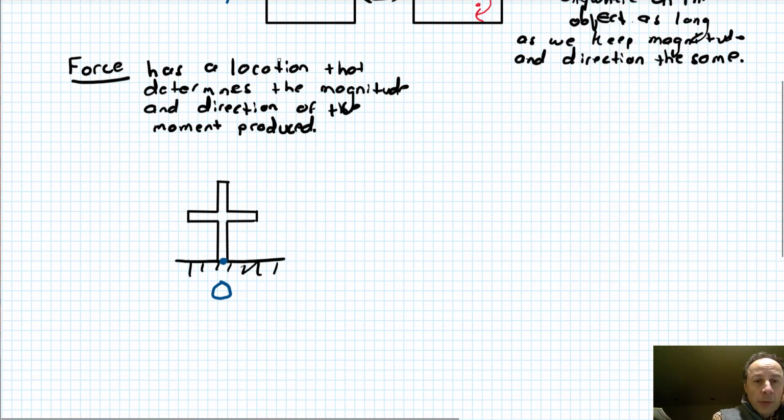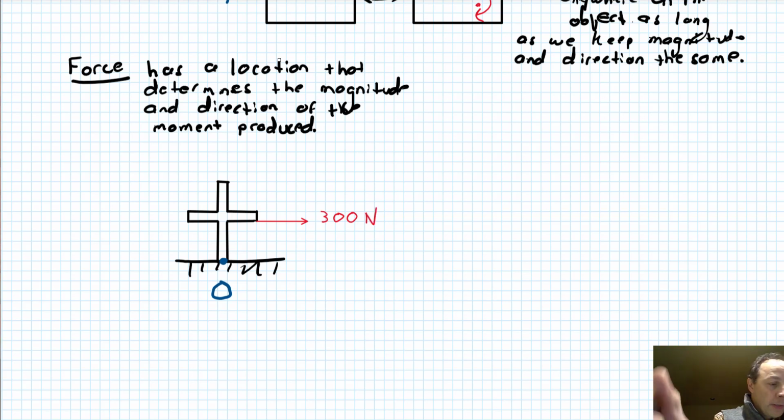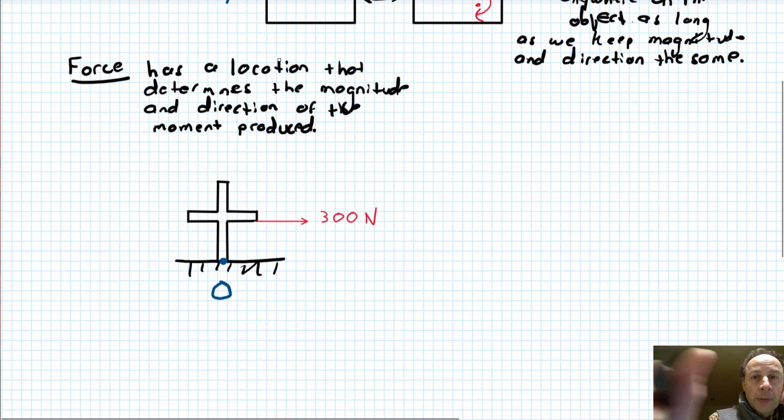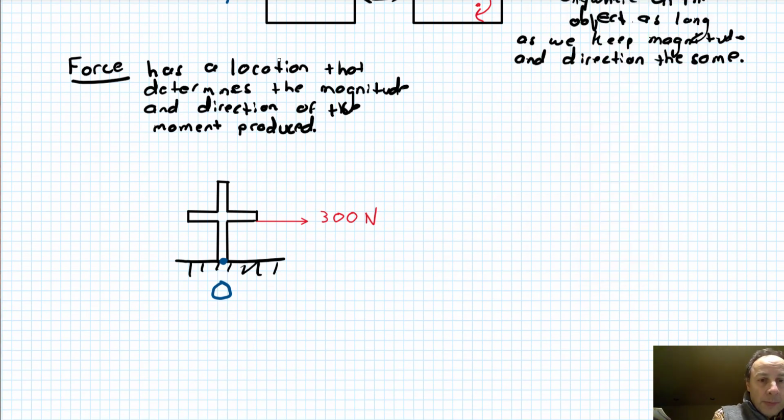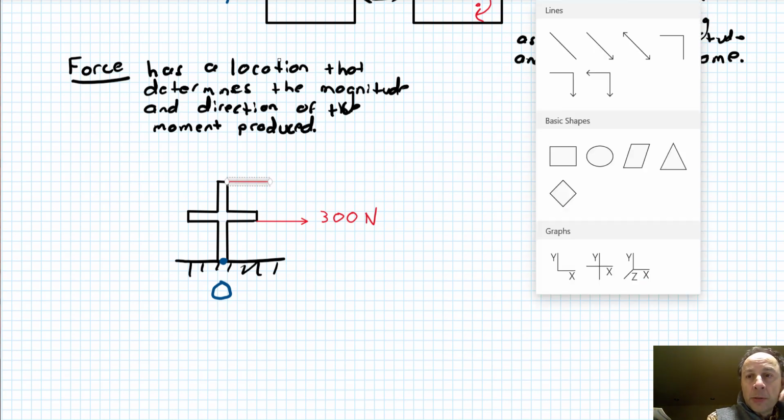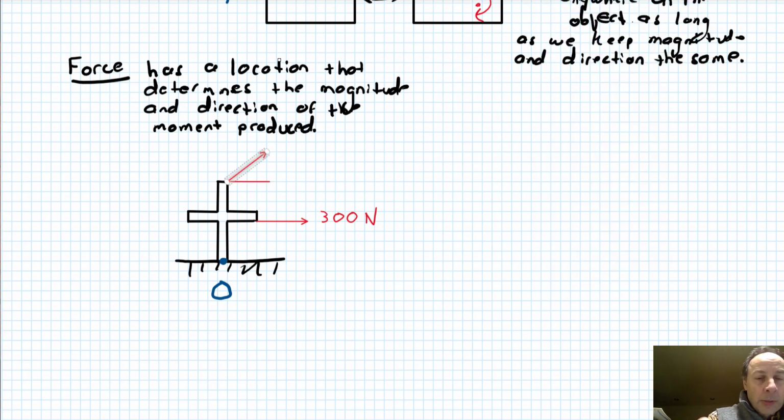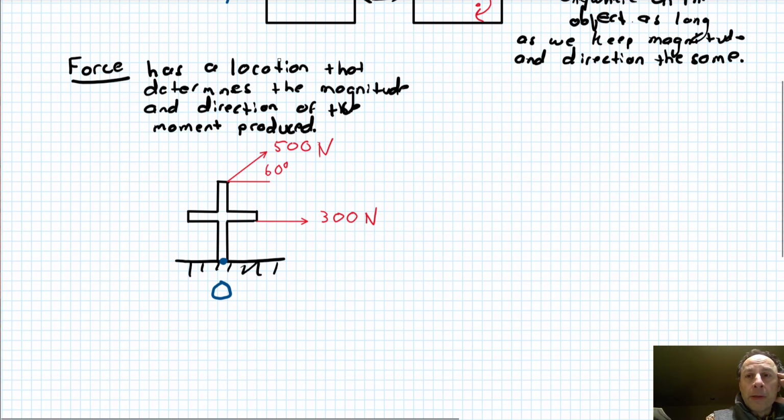Let's see, we need an arrow going this way. Okay, this one is 300 newtons. Okay, then, oops, back here. Okay, here, let's speed this up a little bit. Here, let's put a horizontal reference line. And then this guy is at 60 degrees, and this is 500 newtons. Then over on the left side, we have a force of 200 newtons.